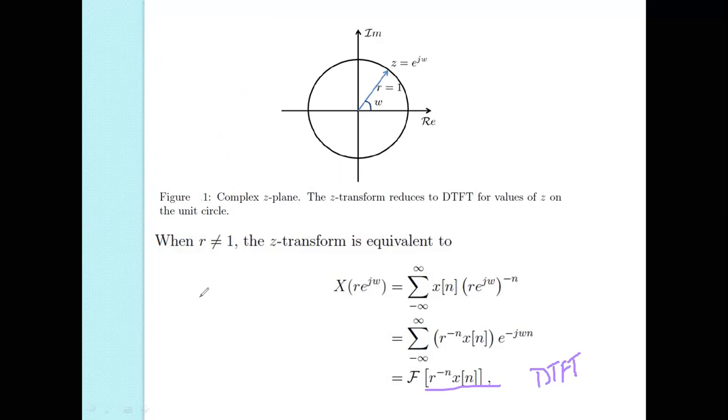But now here R is not equal to 1. It is a Fourier transform of R power minus n times x of n, because it is e power minus j omega n, for the discrete case, dear students. Remember, here we are not using x of t, and it is not the integral but the sum. Mostly when we use the sum, that is for discrete time functions only.